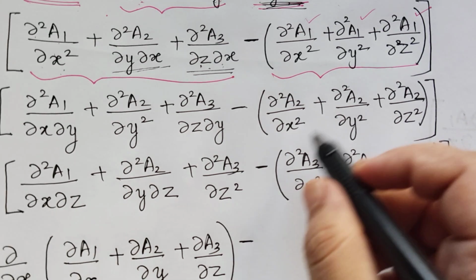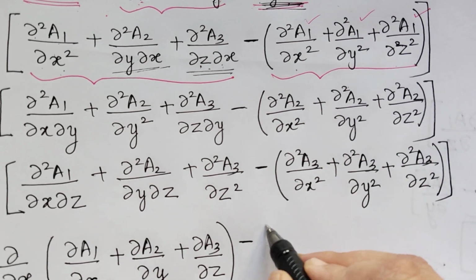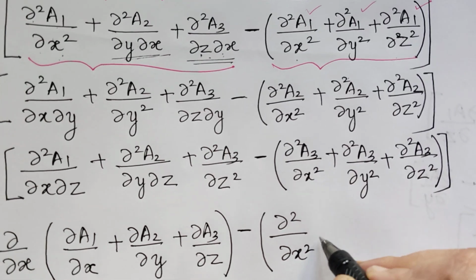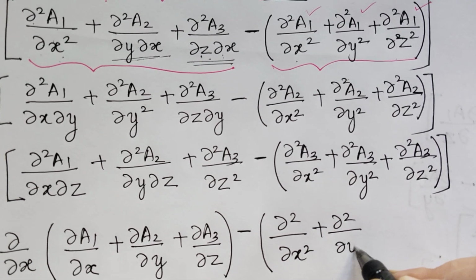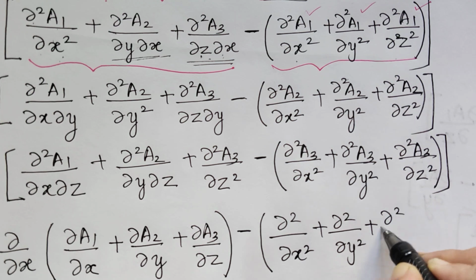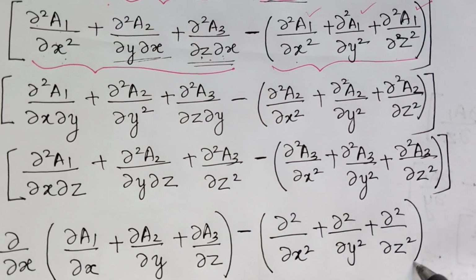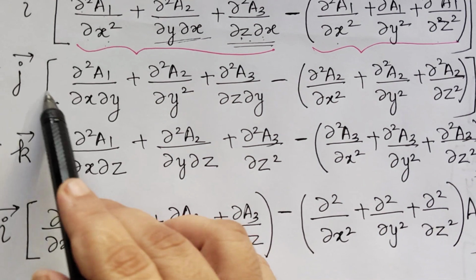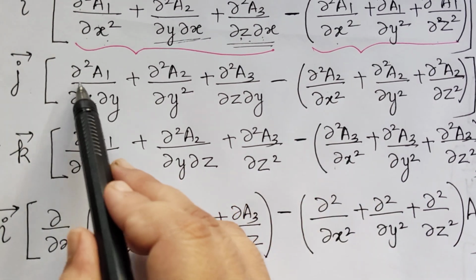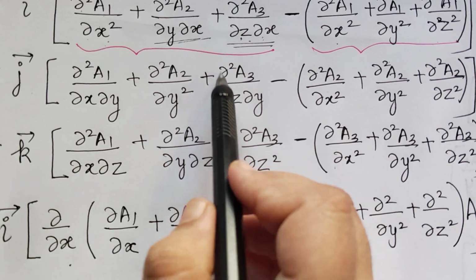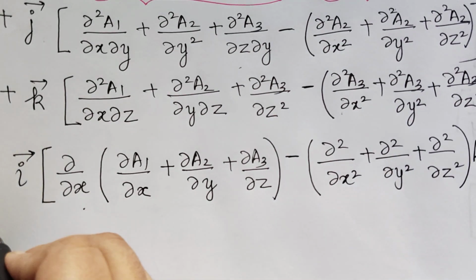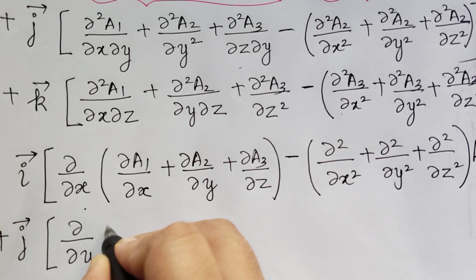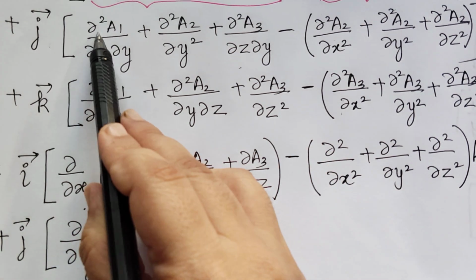Minus, as I told you, in these terms a1 is in common. So we can write it as dou square by dou x square plus dou square by dou y square plus dou squared by dou z square. And since a1 is in common, we can write it in this manner. In a similar way, let's do for j vector and k vector. In j vector, what is common? Dou by dou y is common. So plus j vector, in a similar manner, dou by dou y is in common. And if you see in the first term, what is left out?